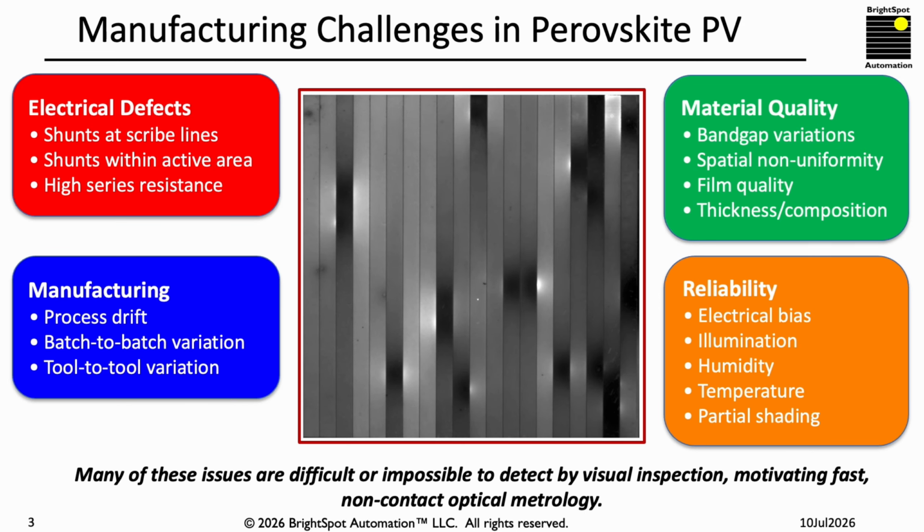Manufacturers and researchers for perovskites have many challenges. Some of those relate to electrical defects, such as shunts that you can see in this image here, either along the scribe lines or between scribe lines in the active area. There's material quality variations, manufacturing drift and variations, and then there's reliability issues as a function of different types of stresses. And most of these problems you can't see by eye, and that's why we're selling these non-contact metrology tools to see these defects.